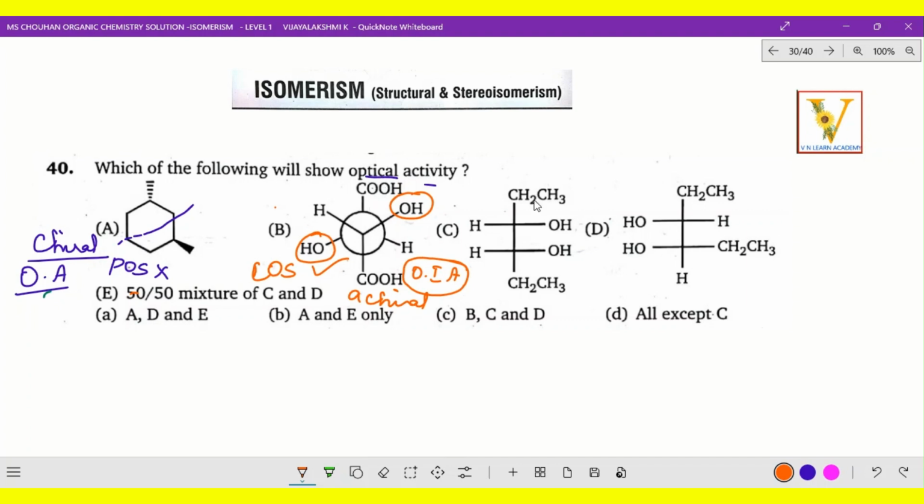And the next one, CH2CH3, CH2CH3, HOH and HOH. Yes, when we cut this molecule, POS is present, COS also is present. So POS, COS present means optically inactive. This will not be optically active. So it is a meso compound. This is meso, right? So this also will not be applicable. And then the next one, D and E also are available, right?